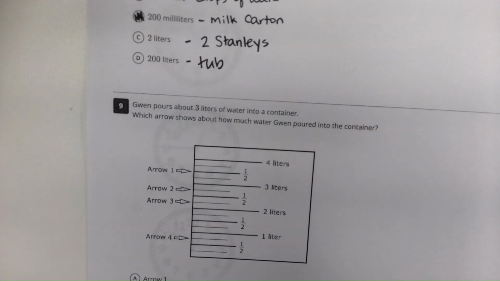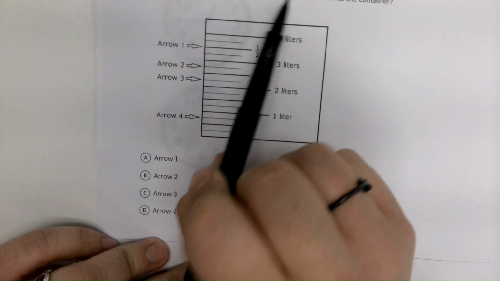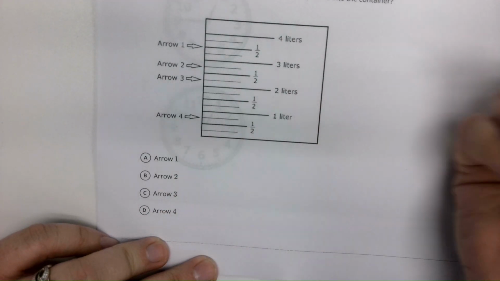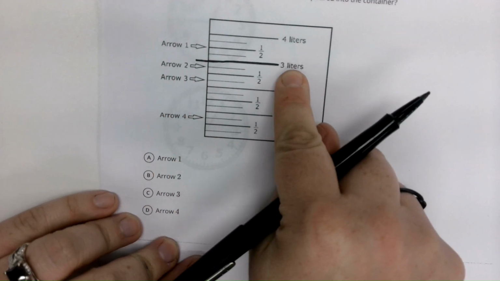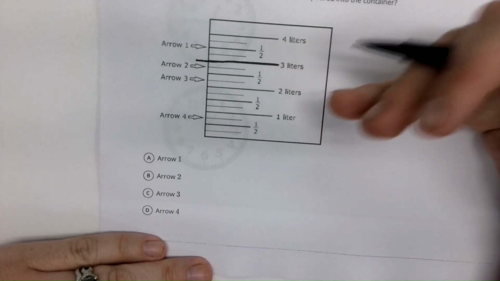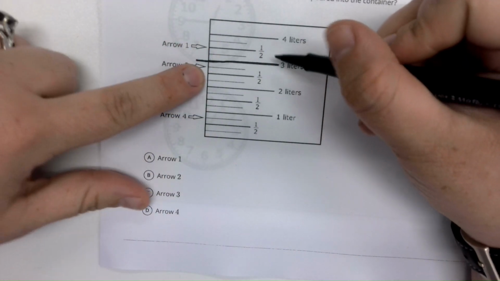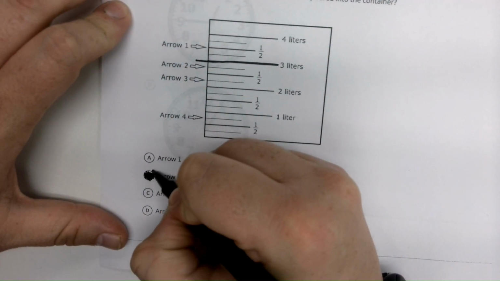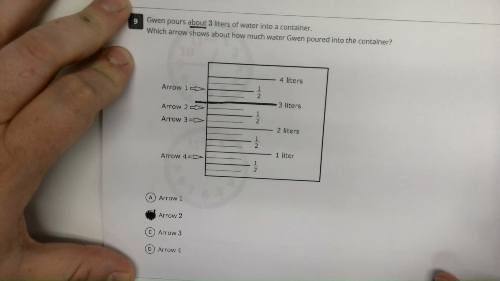Okay, number 9. Gwen pours about 3 liters of water into a container. Which arrow shows about how much water Gwen poured into the container? Okay, so if we look, here is 3 liters. So I'm going to just darken that line, 3 liters. And so we're going to look and see which arrow is the closest to that 3 liters. So arrow 1 goes quite a bit above it, but arrow 2 is very close, right at that 3 liter mark. So we're going to color in arrow 2. That keyword there is about, and that means it's not going to be exact.